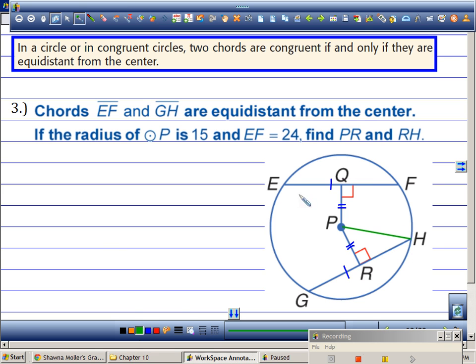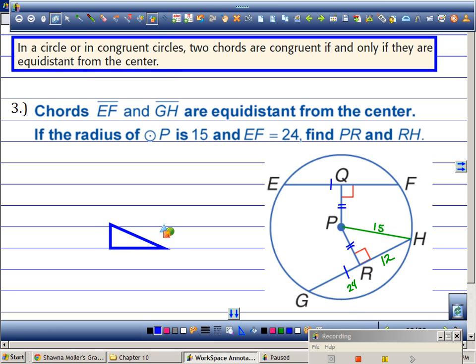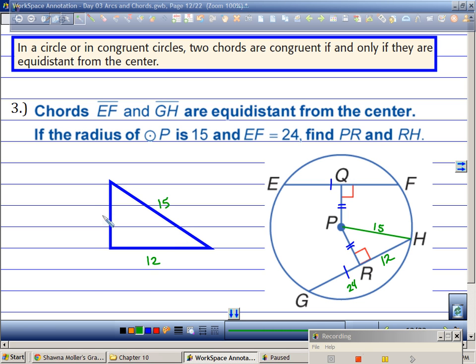So, let's keep reading. So, if the radius of P is 15, this is 15, and EF is 24, here's EF. If EF is 24, guys, if EF is 24, isn't GH also 24? If GH is 24 and this is perpendicular, what does that mean that RH is? 12. So if I were to redraw this triangle, it would be 12, 15, what would this be? 9, if you know your triangles.